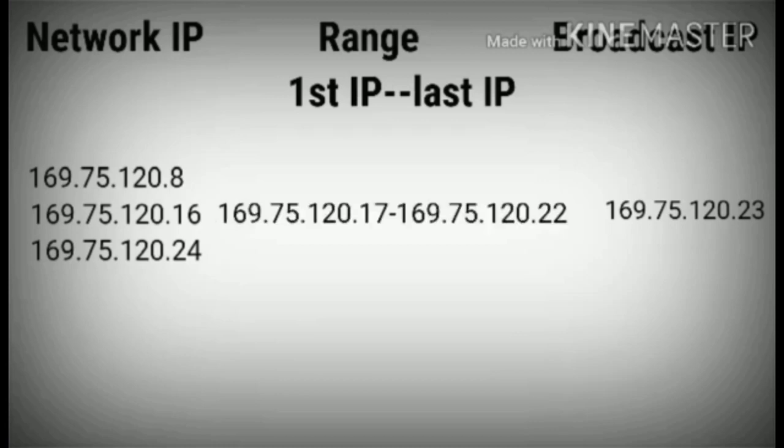Our first and last IP is 169.75.120.17. How did it become 17? Simply add 1. 16 plus 1 equals 17. And 169.75.120.22. How did it become 22? Simply minus 1 from 23 equals 22.